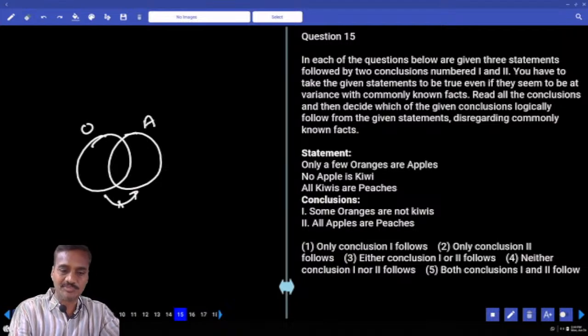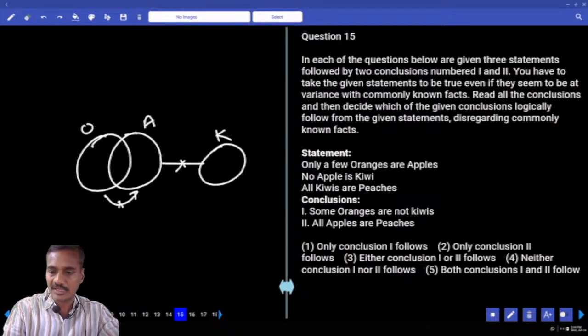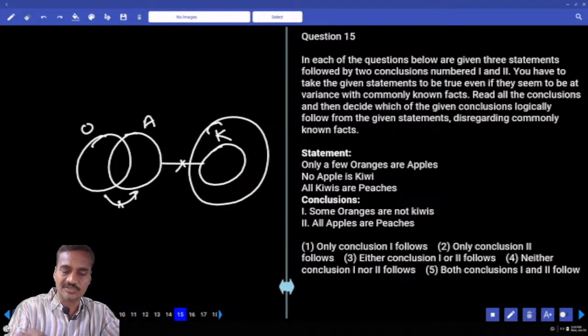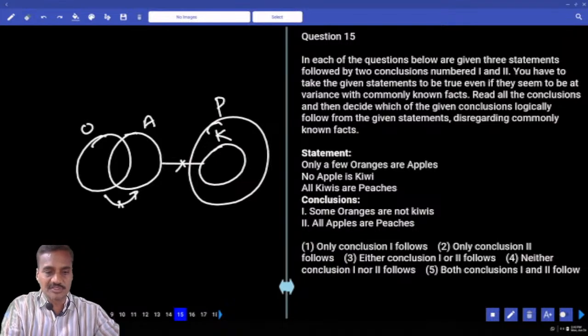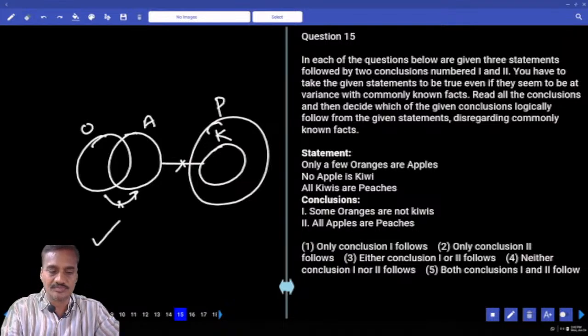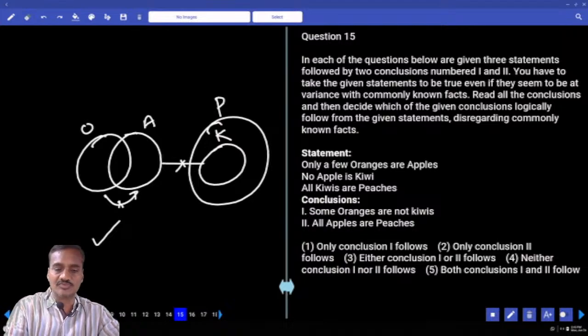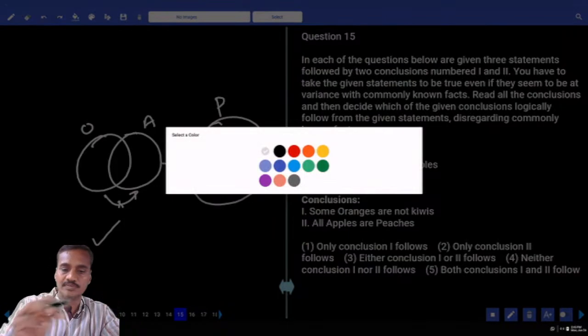And no apple is kiwi. No intersection between apple and kiwi. And all kiwis are what? All these kiwis are peaches. Some oranges are not kiwis, that is definitely true. And to make this one false, now we need to prove all oranges are kiwis.